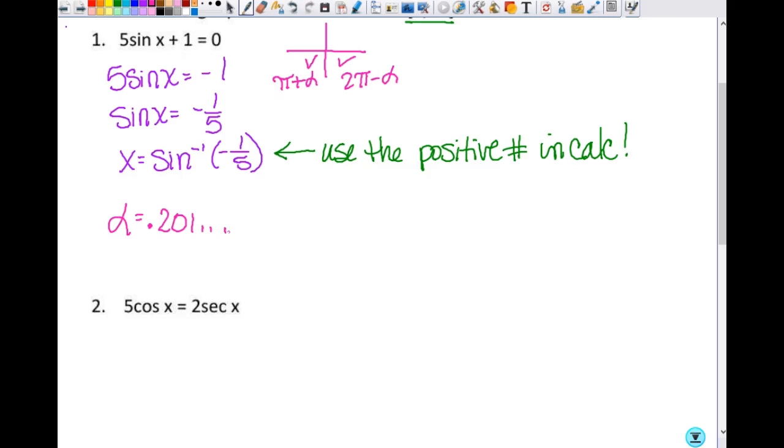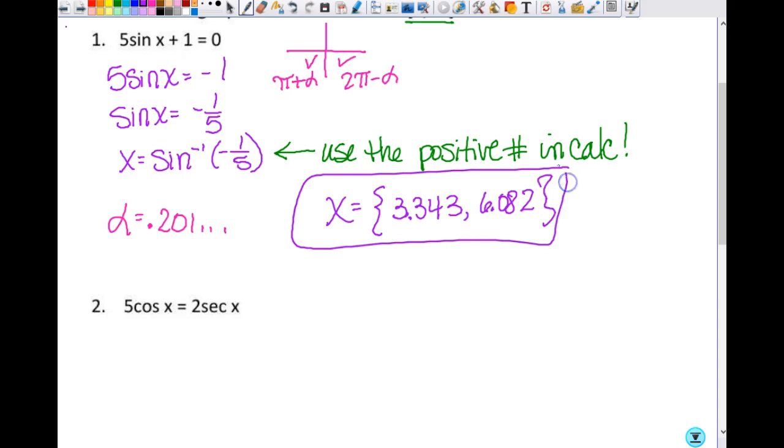All right, so now that I have that, now I need to actually find my x values, which means x is pi plus alpha. So I do shift and then the scientific notation looking key is where pi is. So pi plus recall right parenthesis, and I get 3.343. And then I do 2 pi minus alpha and get 6.082. Those are my x values. Okay. Questions?